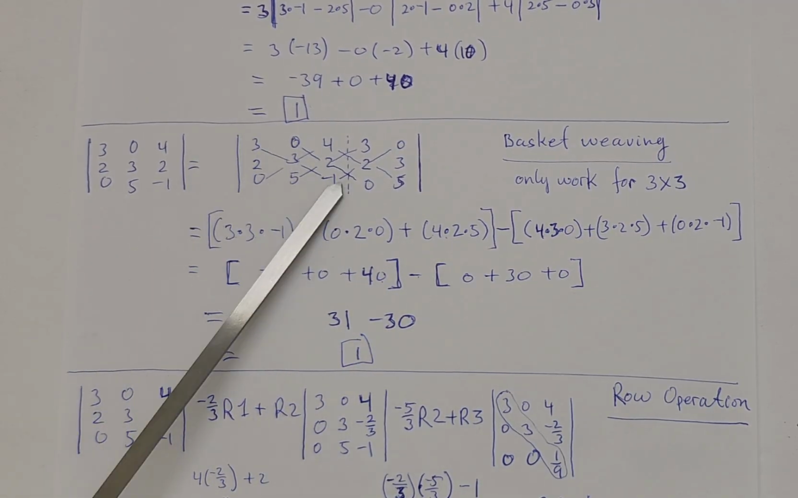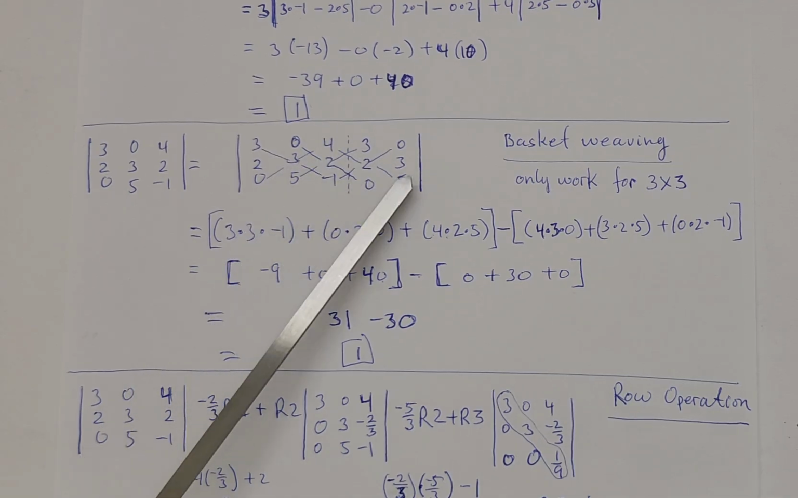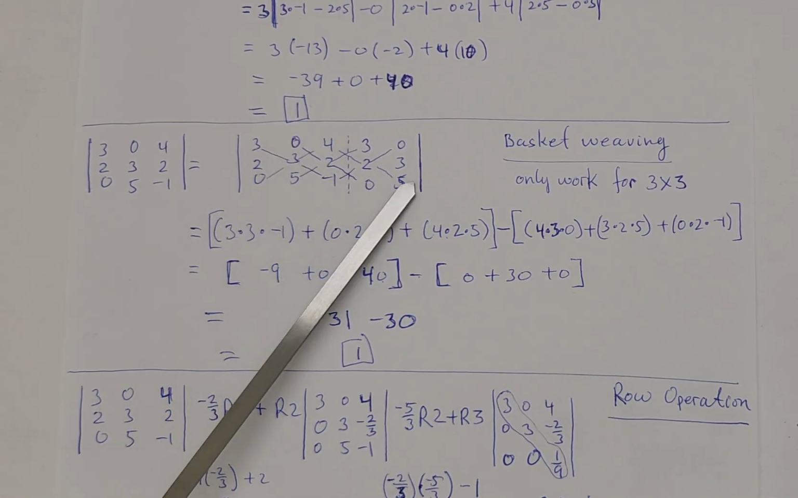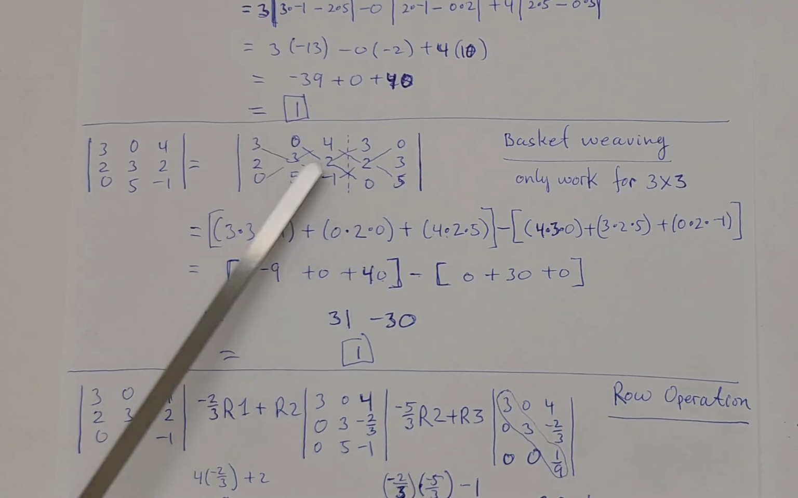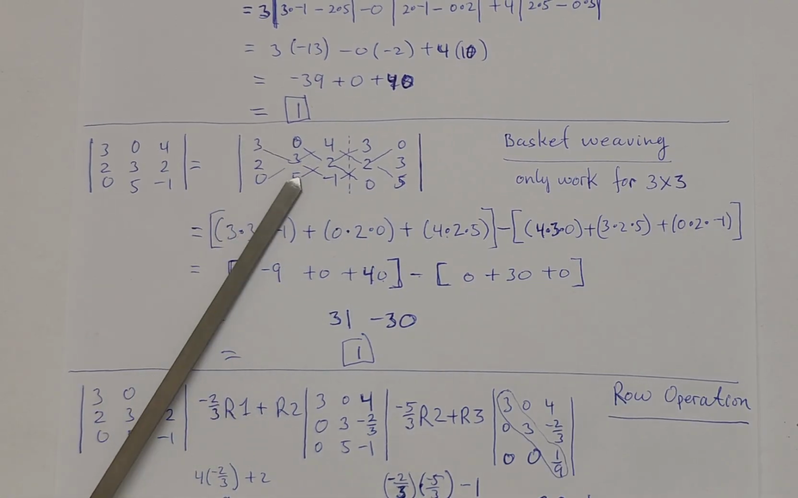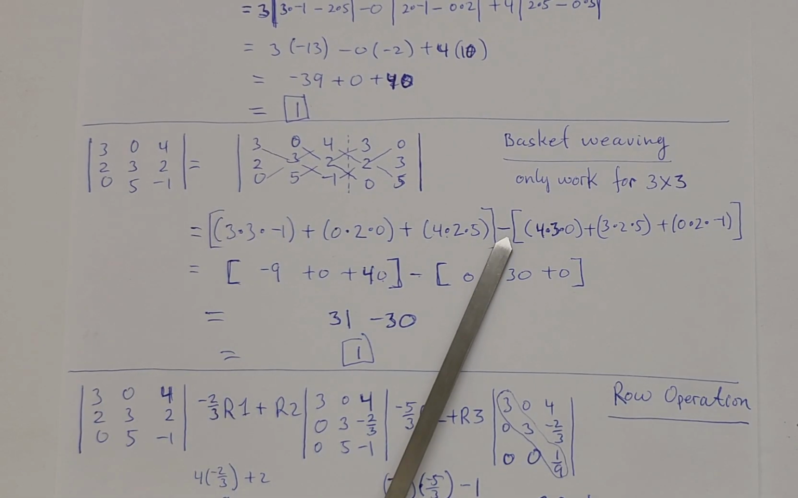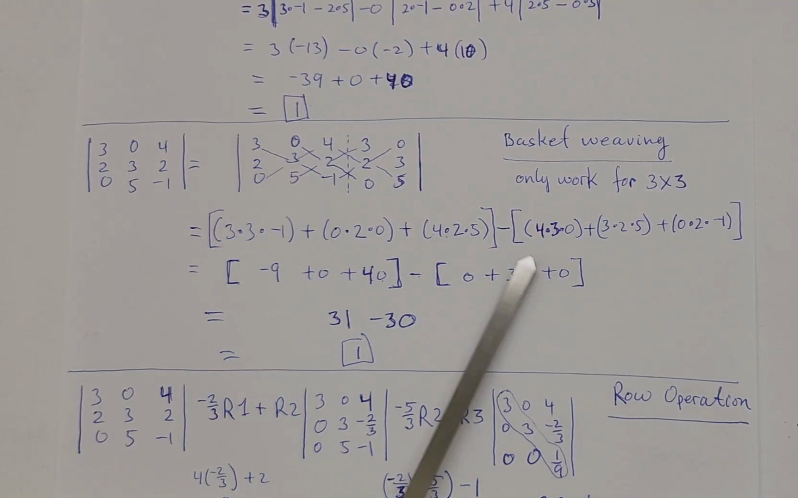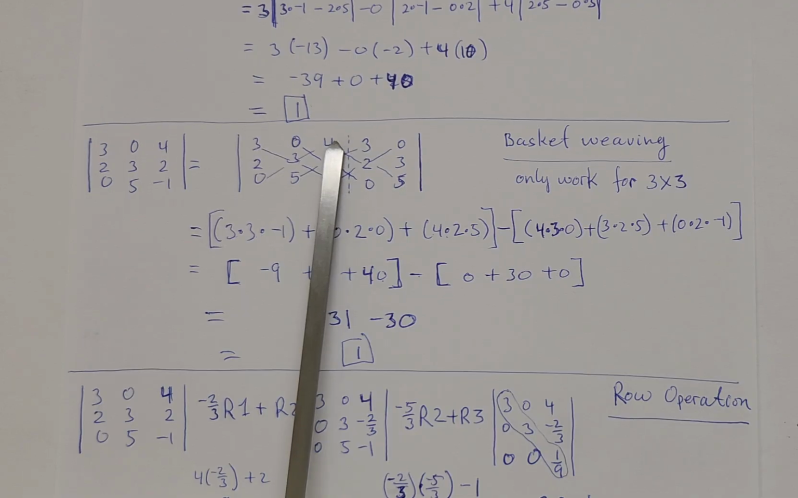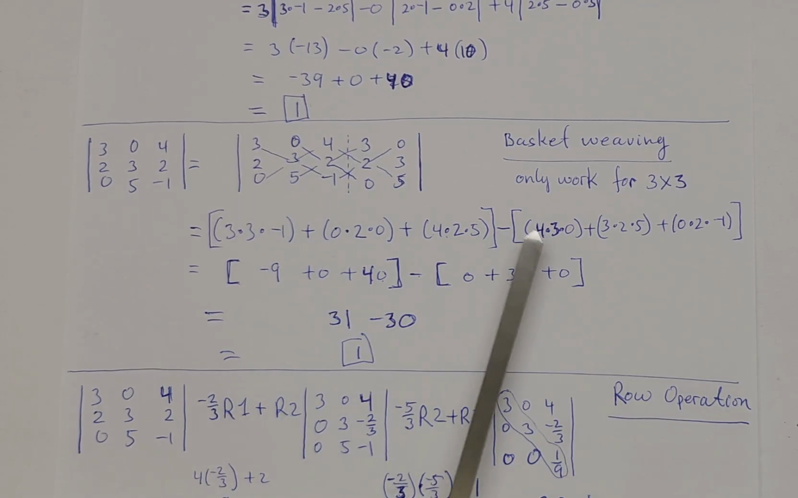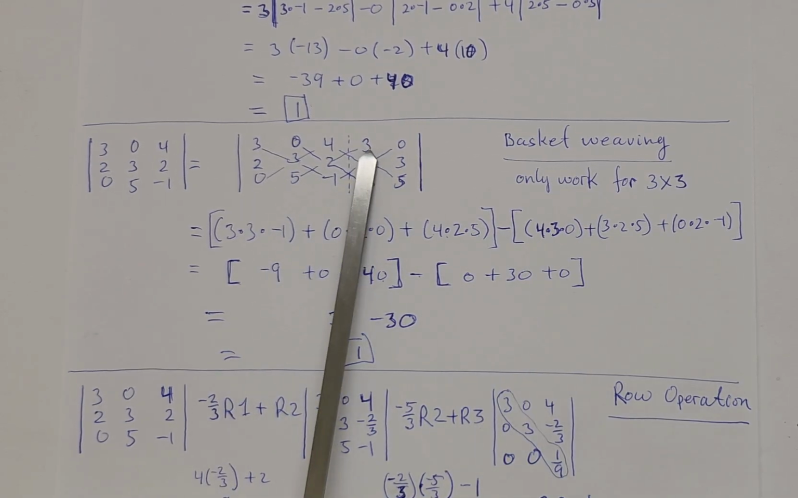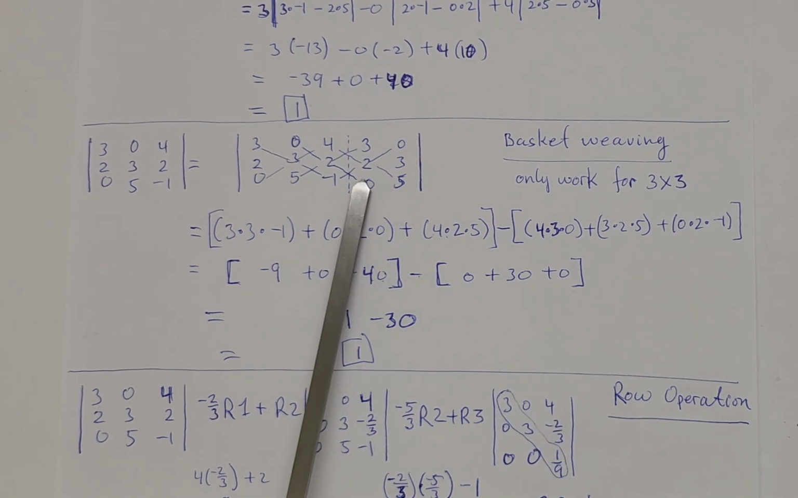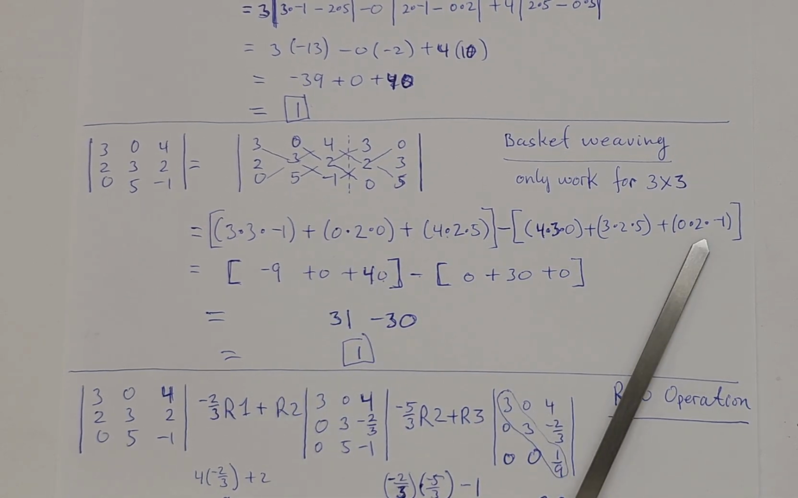Always start from the left and go down diagonally, and there should be 3 of them. The reason there's 3 is because we are in a 3 by 3 matrix. After that, always minus, and then from the left, now go to the right side. So here's the right side: 4, 3, 0, which is here, plus 3, 2, 5, which is here, plus 0, 2, -1, which is here.